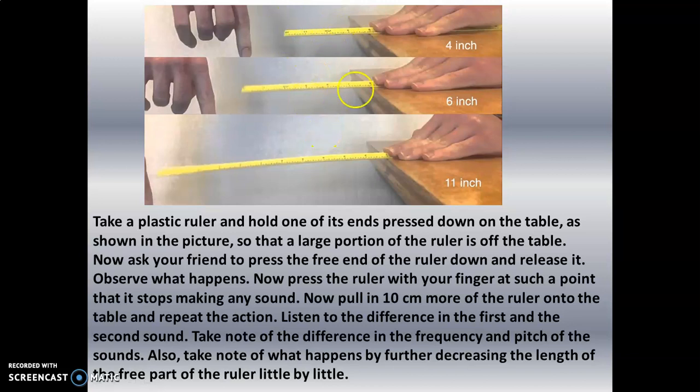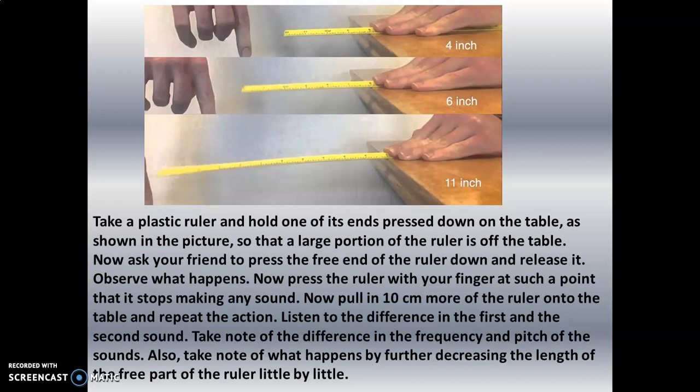Okay, so what will happen is, in all the cases there will be sound, but there will be a difference in the sound. Somewhere the sound will be a little louder, whereas somewhere the sound will be a little smaller. Okay, so we can see the difference between the first, the second and the third sound. And from that we can find the difference in the frequencies and the pitch of the sound. Okay, so what that difference is we will see later.